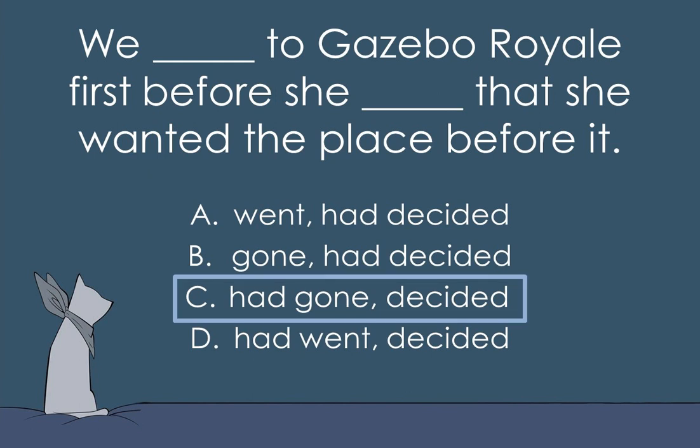Letter C is the correct answer because it has "had gone" and "decided" as the choices. Letter D cannot be the correct answer because even the first blank should have the word "had." The word following it is just the past tense of the verb "go" and not the past participle of it.